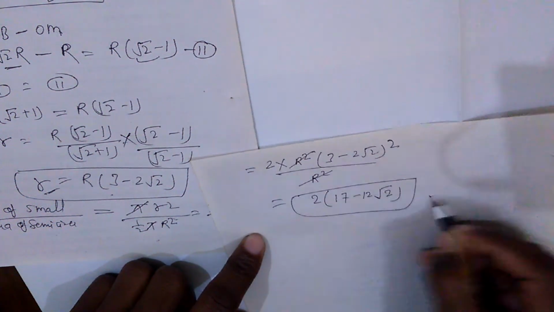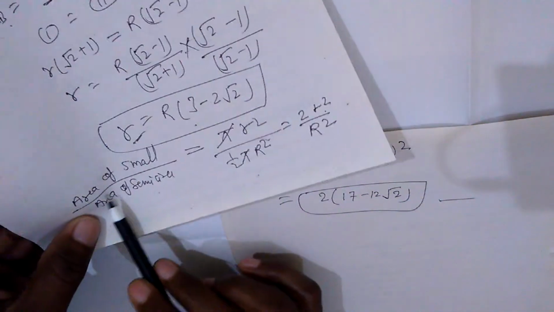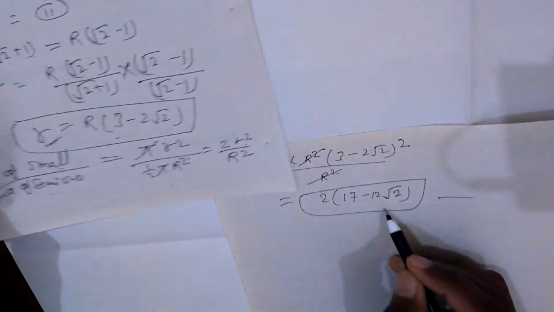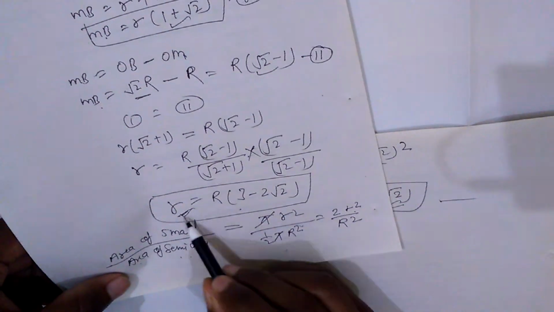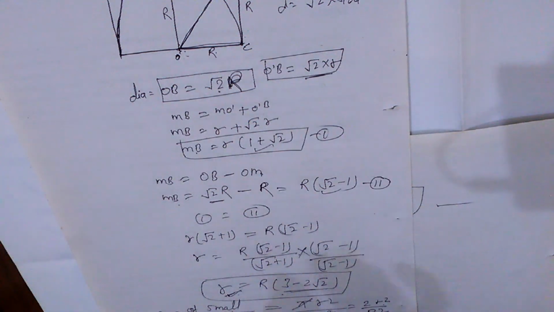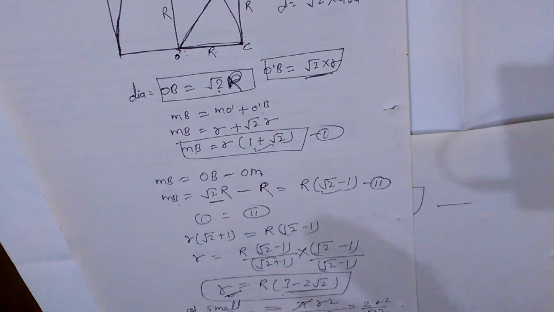This is your answer. The answer is the area of the small circle divided by the area of the semicircle. You got this, and this is the small circle radius, and you found this. So this is not more complicated, this is easy, but some calculation portions are tricky.